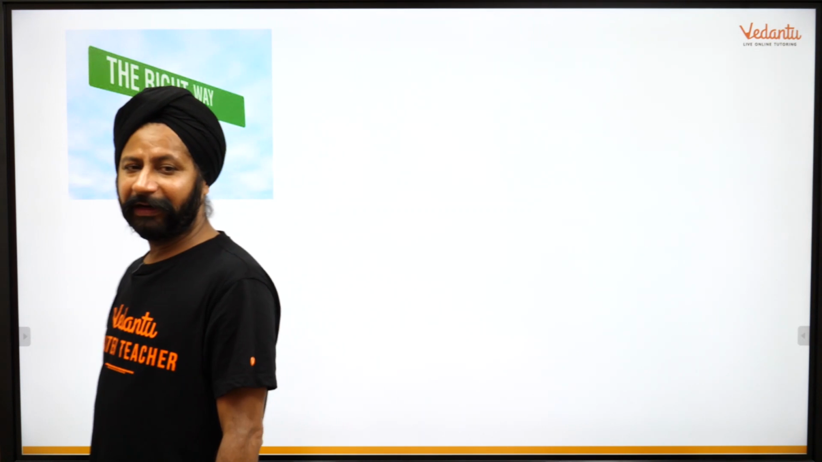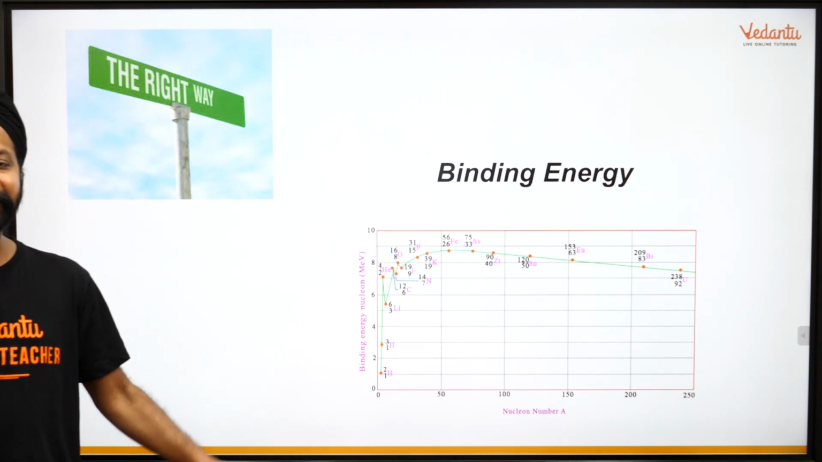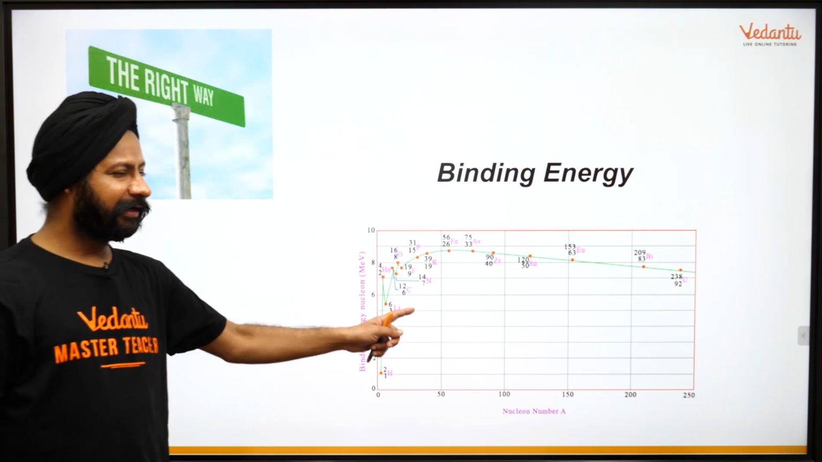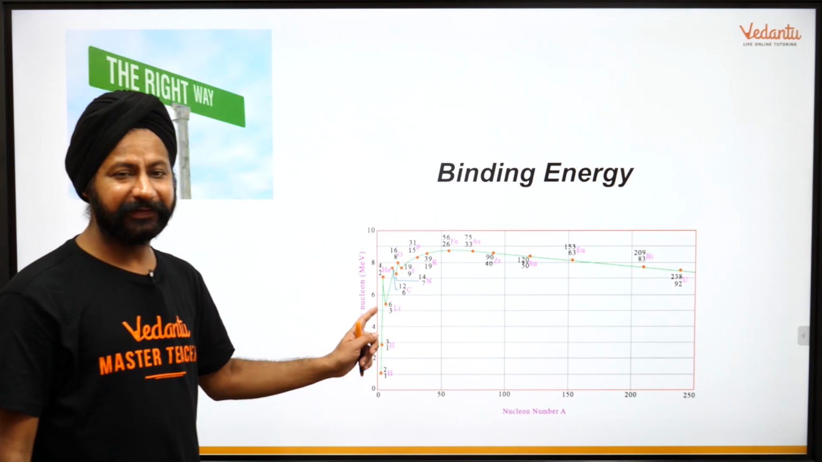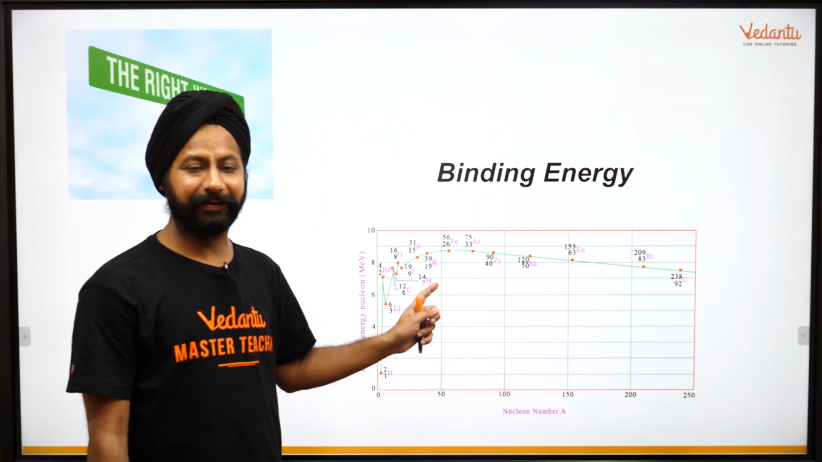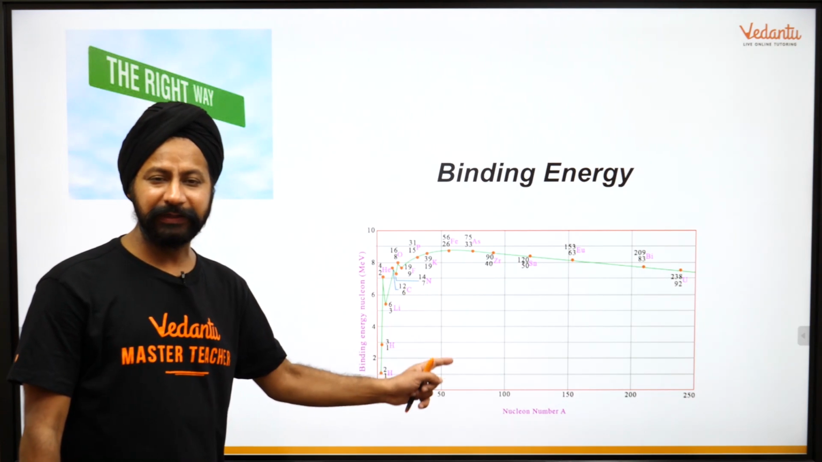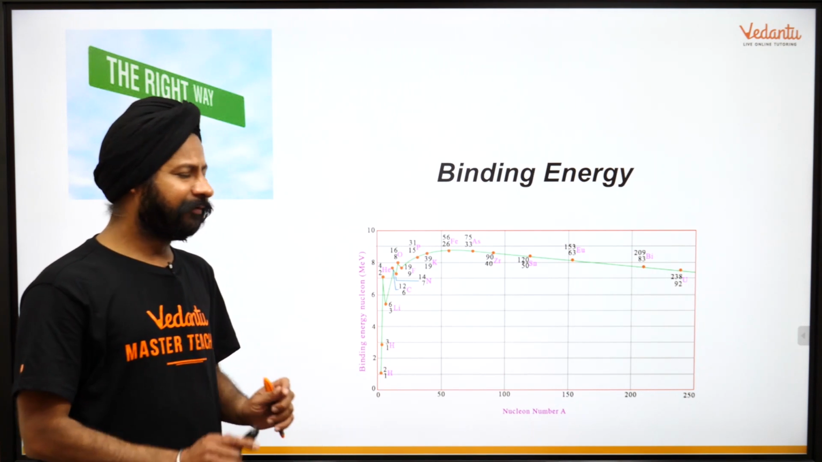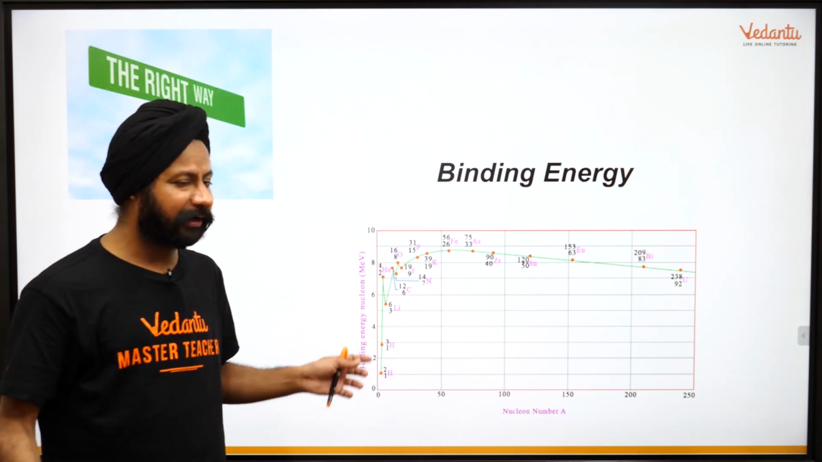So the right way for this chapter is to understand the binding energy. This is a graph. This one graph is the key to the whole of the nucleus understanding. If you master this graph, then you understand what is fission, what is fusion, what is radioactivity, why do nuclei break, why do they combine.